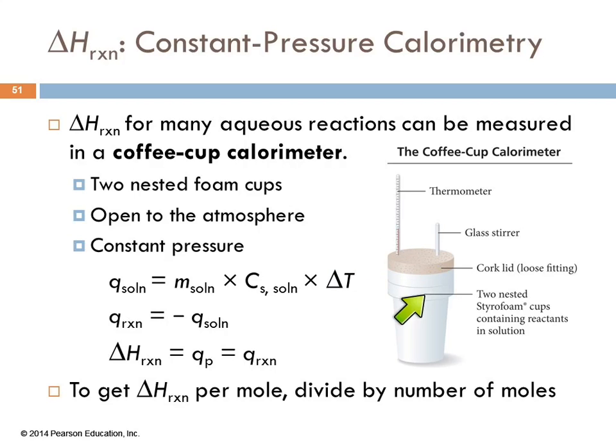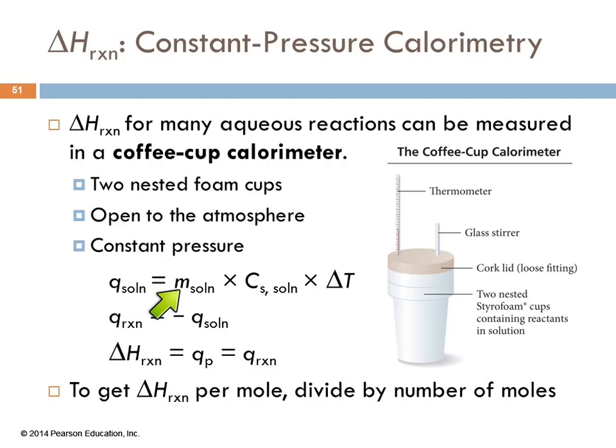Why would you want a lid on here? So the heat won't escape, right? And it says loose fitting. Why do we want a loose fitting lid? Because we want it to be constant pressure, right? We want it to be constant pressure so that we don't have any pressure building up. So then we can look at Q for the solution.